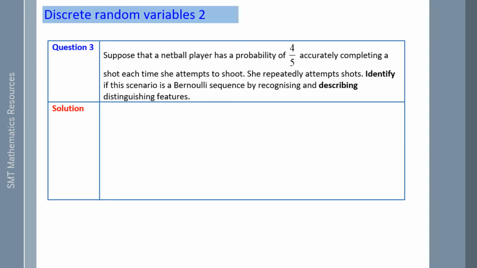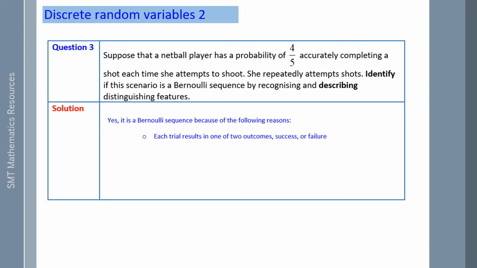Question 3. Suppose that a netball player has a probability of 4/5 of accurately completing a shot each time she attempts to shoot. She repeatedly attempts shots. Identify if this scenario is a Bernoulli sequence by recognizing and describing distinguishing features. Yes, it is a Bernoulli sequence because of the following reasons.